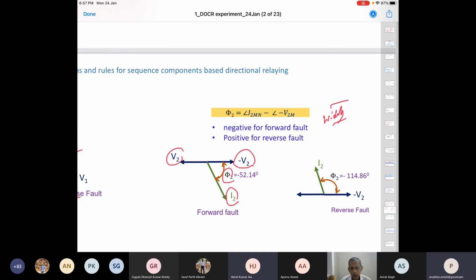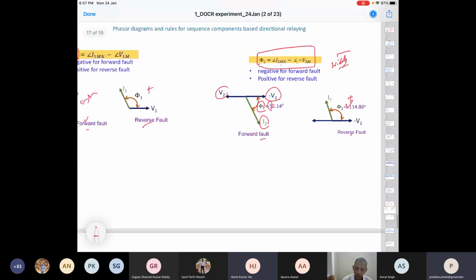Again it follows the same rule. When it is negative, it is a forward pole. When it is positive, it is a reverse pole. So in general, negative is for the forward pole and positive for the reverse pole. The same rule applies to phi 2, the only difference being that it is angle of I2 minus angle of minus V2, not angle of V2. This is all derived from the theory.